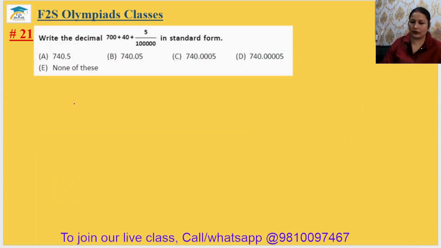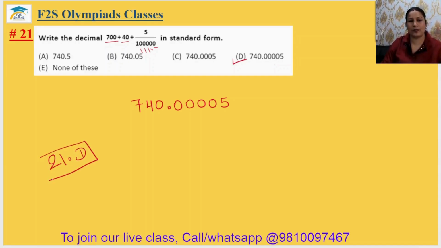Come to question number 21. Write the decimal in standard form. We get 700 plus 40. This is the integral part, 740. And 5 by how many zeros are there? 1, 2, 3, 4, 5. So it is 1 lakh. So 10th, 100th, 1000th, 10,000th and 1 lakh. There should be 4 zeros in between. So option D. The 21st answer will be option D.